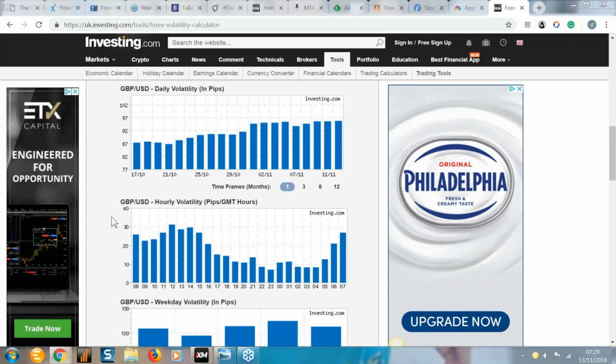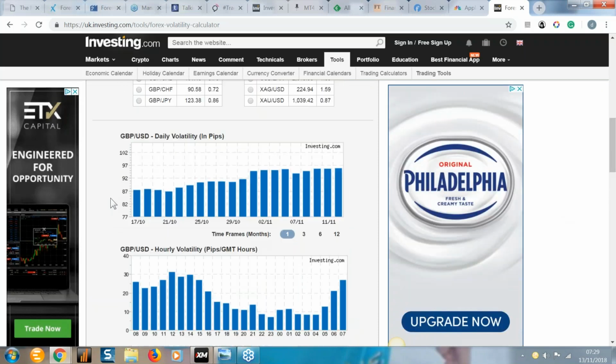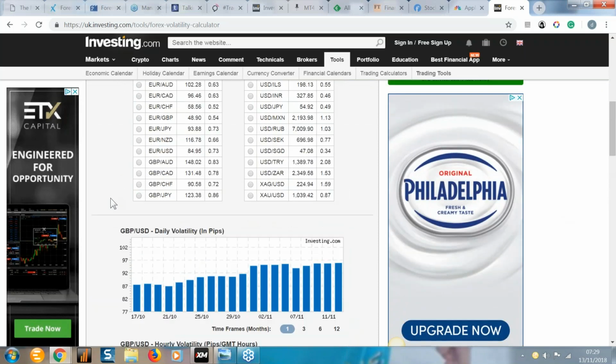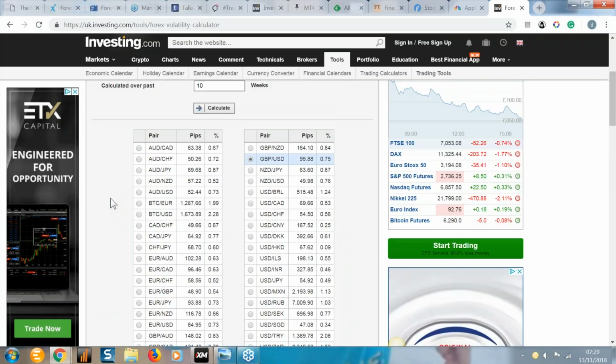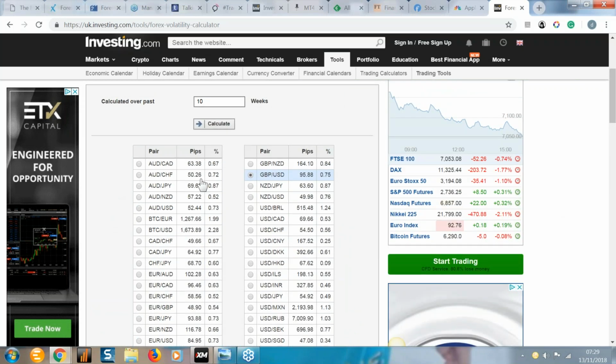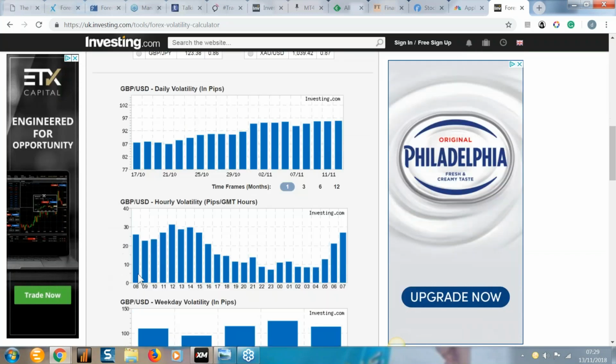While David was speaking, I just had a closer look at the volatility calculator on investing.com, and it really is worth investigating, because as you've probably noticed, I've been flicking up and down, you just highlight the different pairs, and you can see the typical pip movement. I think this is over 10 weeks. Now, this is the pound dollar here, and it's got an average of 95, but what it also does, it tells you the time of day. This is what this value is down here.